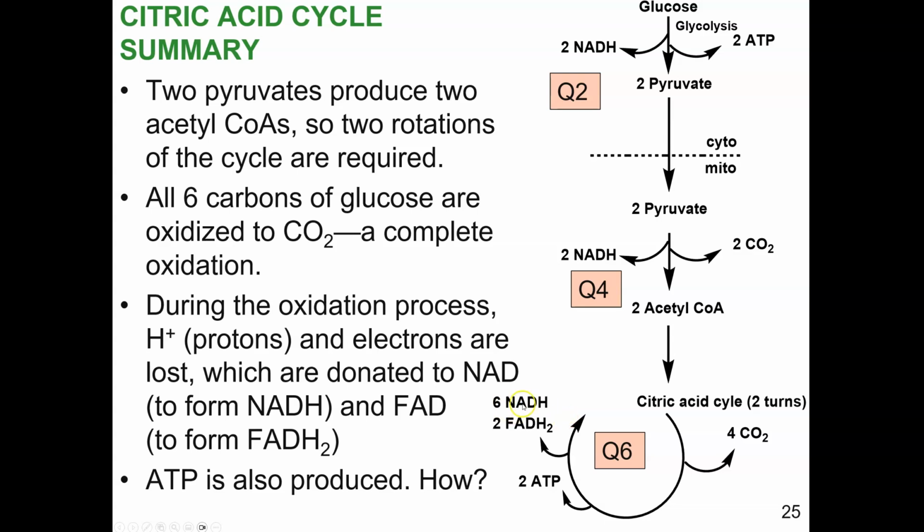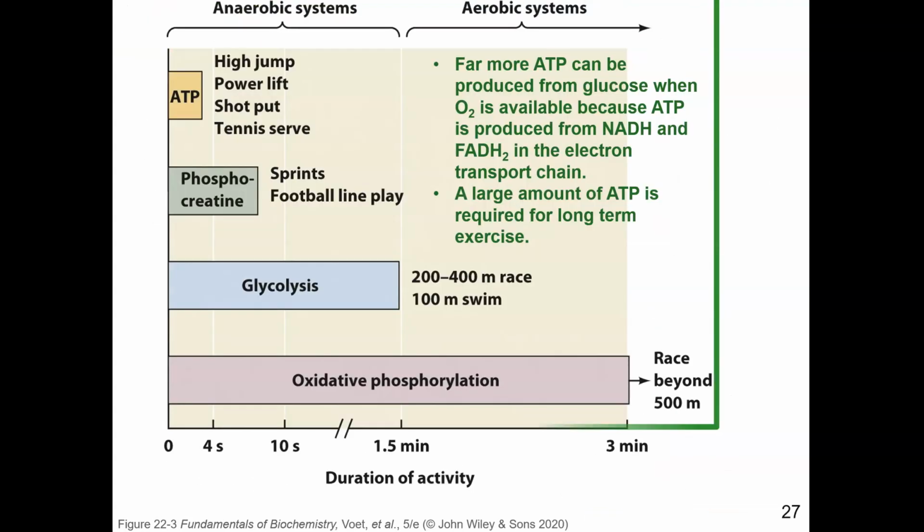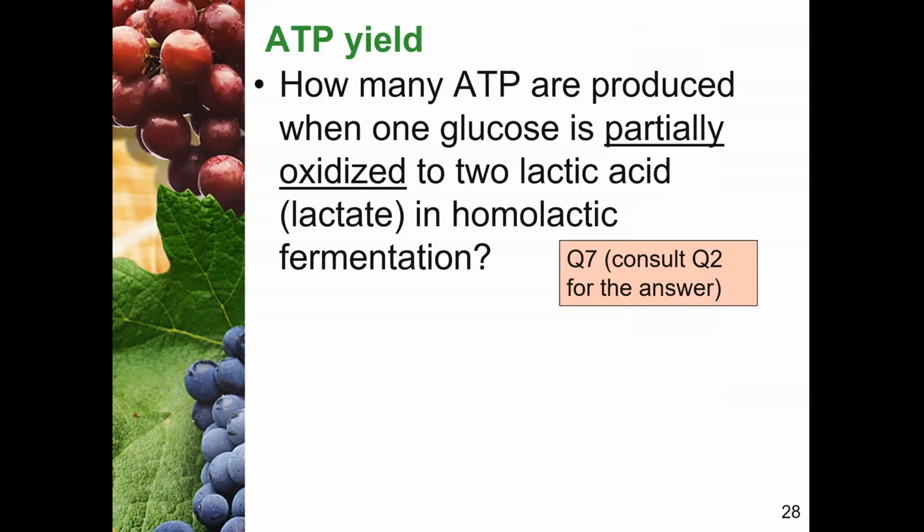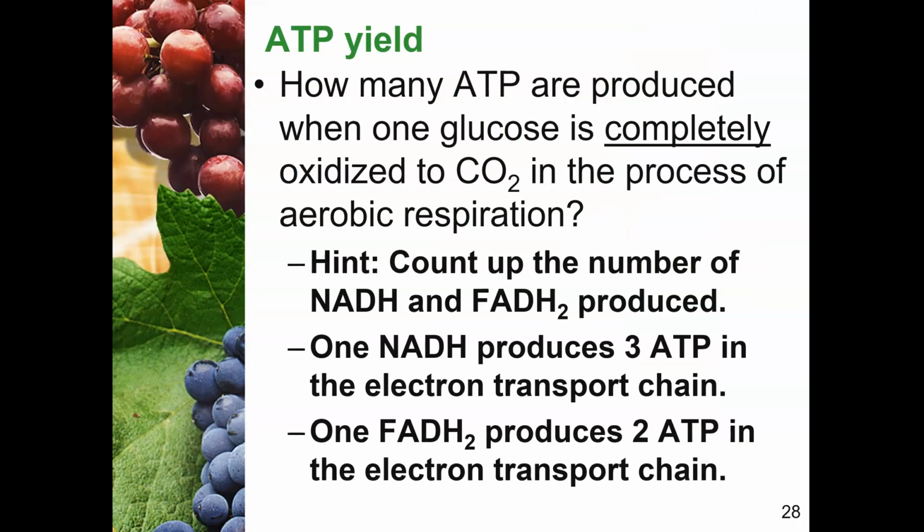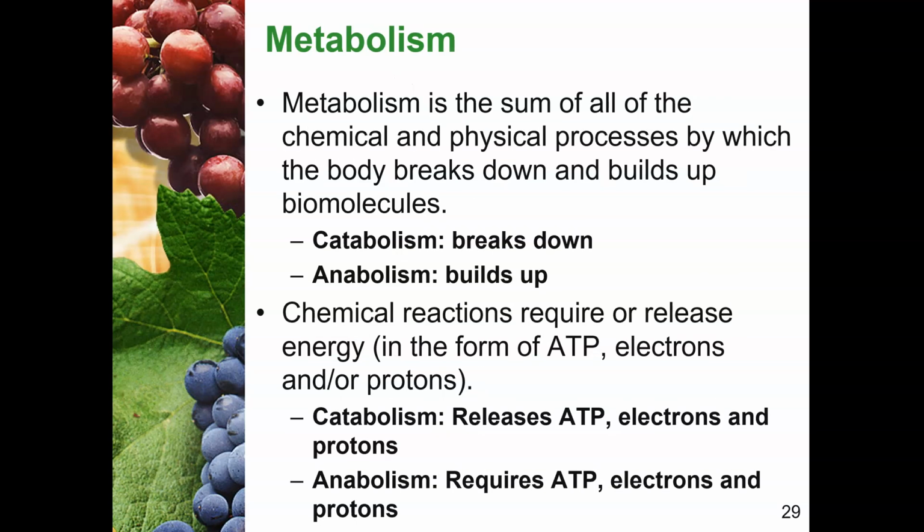And if 1 NADH gives me 3 ATPs, then 6 is going to give me 18, and 18 plus 20 is 38. So you get 38 ATPs. That's way more than 2. So you get a whole lot more. You get 19 times more ATPs for the same glucose.